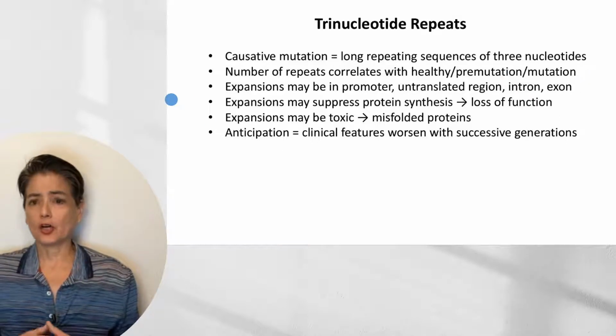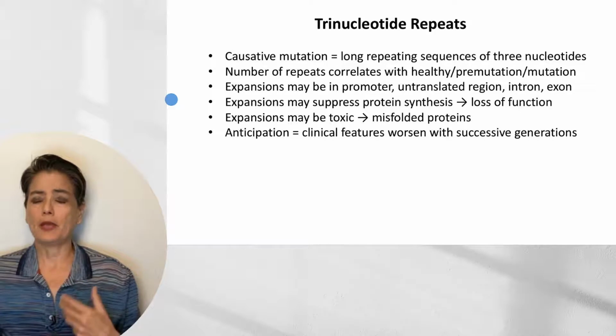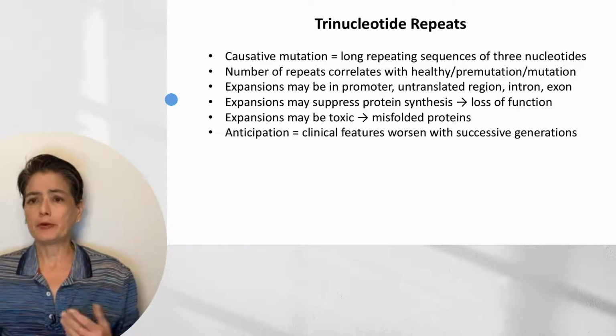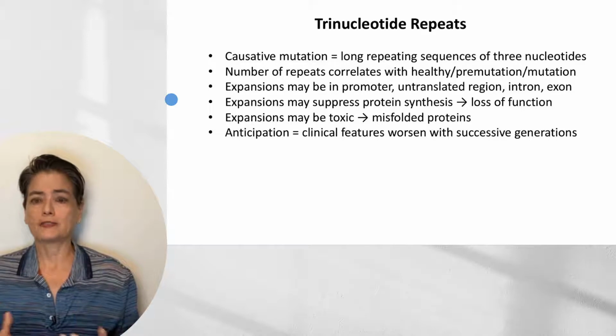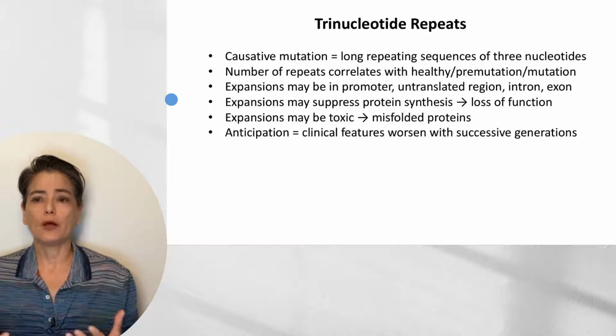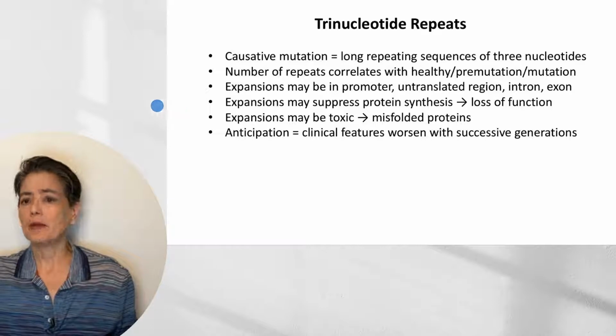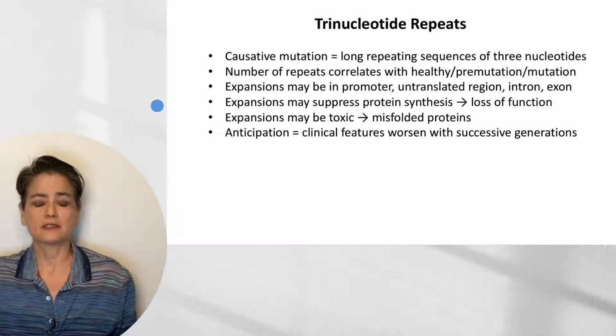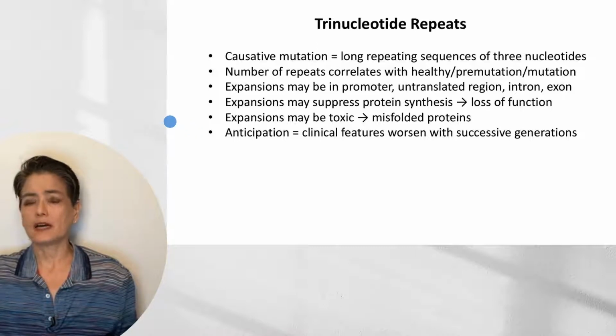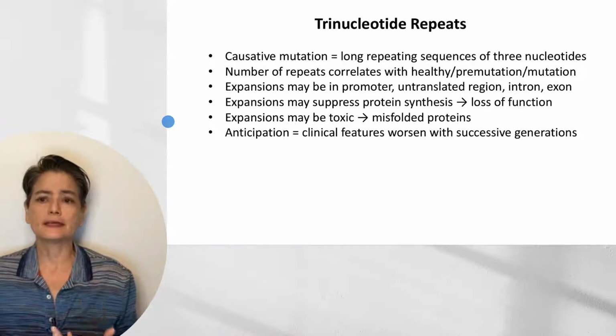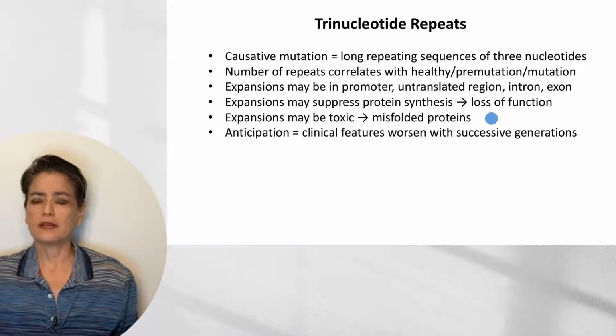Now, these expansions can occur anywhere associated with a gene, so it may be in the promoter, in the 5' or 3' untranslated region, in an intron or an exon. And depending on where these expansions occur and in that particular gene, what the effect is, we can see a couple of different manifestations. So one is these expansions may completely suppress protein synthesis, for example, something in the promoter region. And this will lead to a loss of function. We can also get expansions that are toxic because we have a long string of amino acids leading to misfolded proteins. This can cause the misfolded protein response and cell injury.